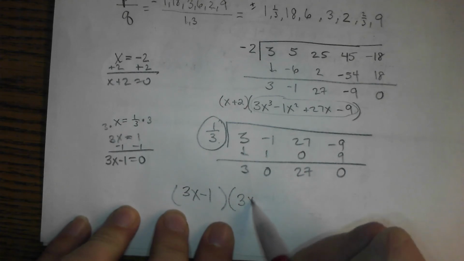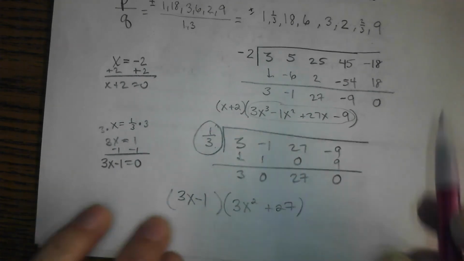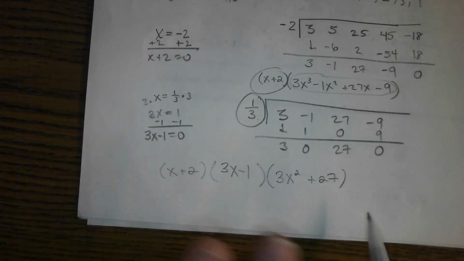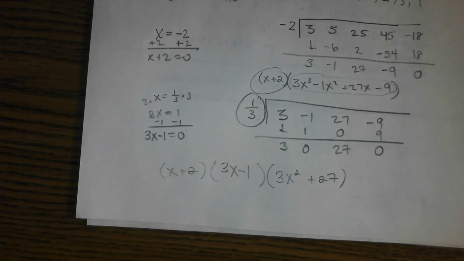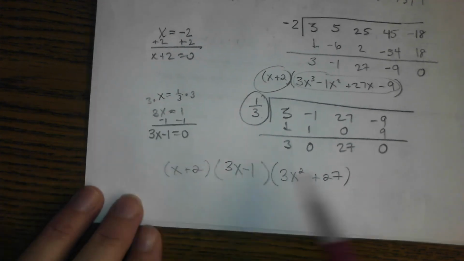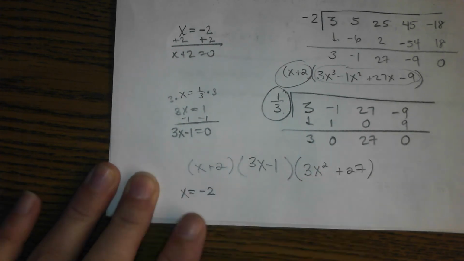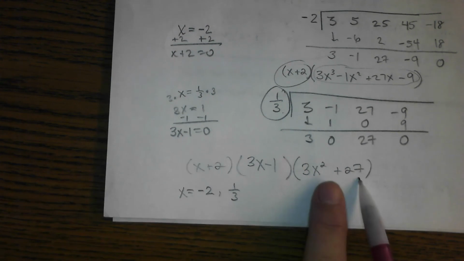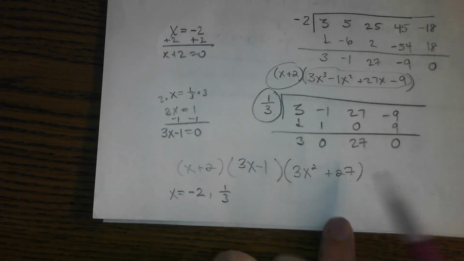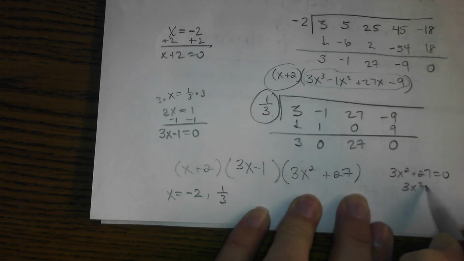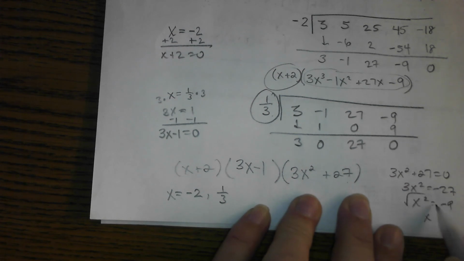And then this is finally 3x squared plus 27. And then we still have that original factor of x plus 2. So just make sure at this point that you don't forget anything, that all 4 roots are accounted for, which they are. So there's my factored form, and then I need my zeros. So my zeros are -2, 1/3, and then this one I'm going to actually have to tee up and solve. So subtracting 27, dividing by 3, and square rooting.